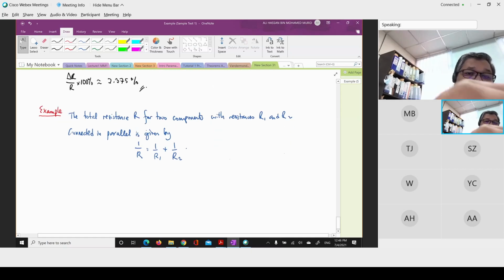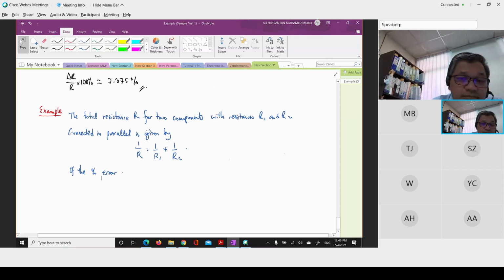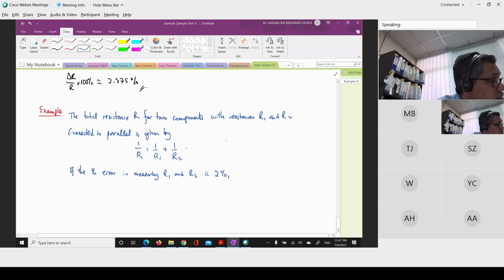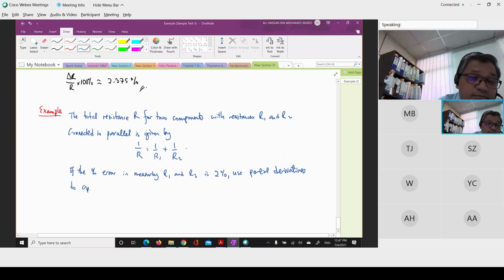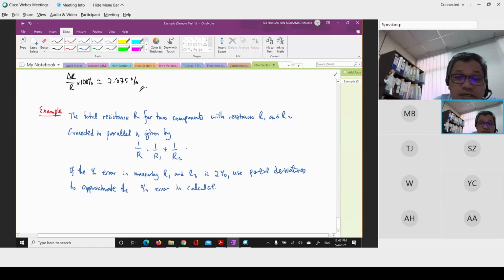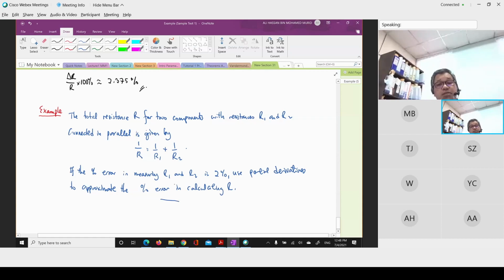If the percentage errors in measuring R1 and R2 are both the same, let's say 2%, use partial derivatives to approximate the percentage error in calculating R. Okay, I will not solve this now, but I want you to think about it.